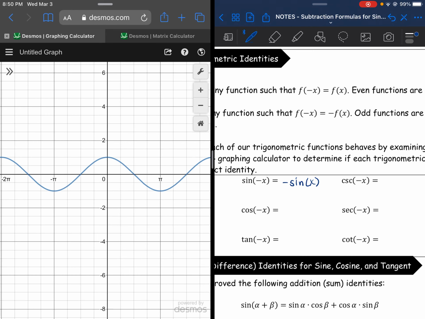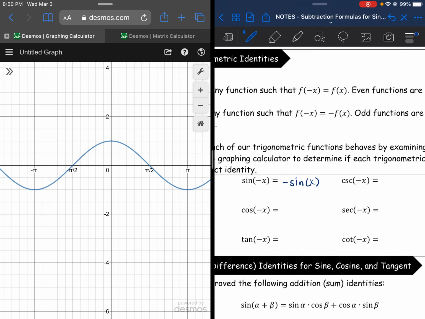Well, notice that cosine is symmetric with respect to the y-axis. If I plot a point over here, pi over 2, negative 1, then if I reflect it right across the y-axis, I get over here to negative pi, negative 1. So when you plug in a negative input, like pi, you still get the same output, negative 1. So this means that cosine is an even function.